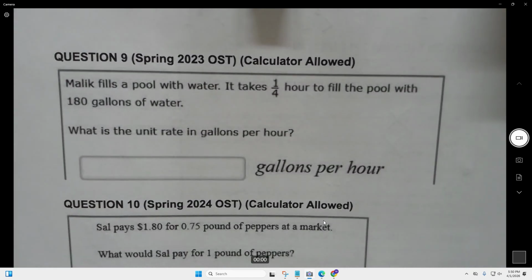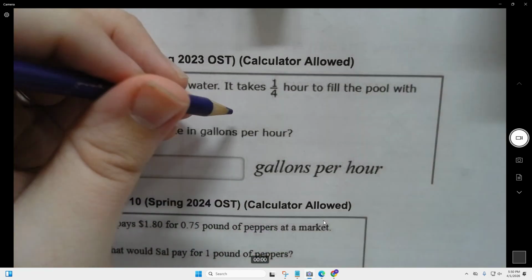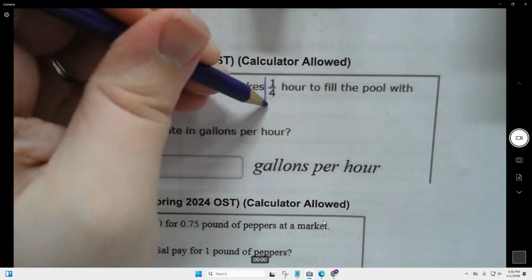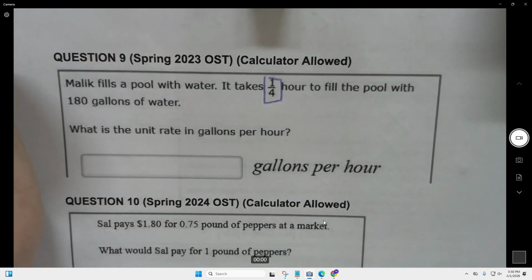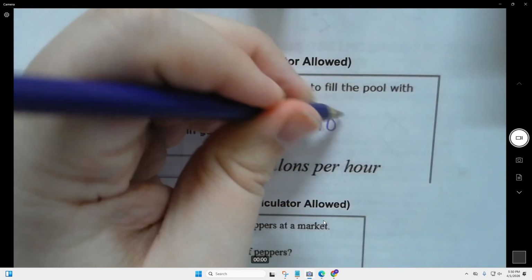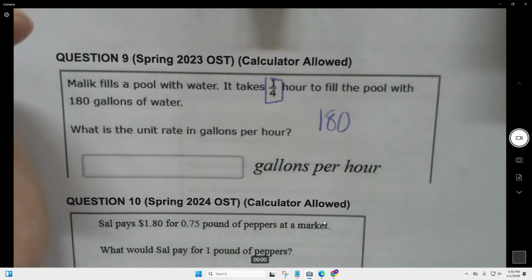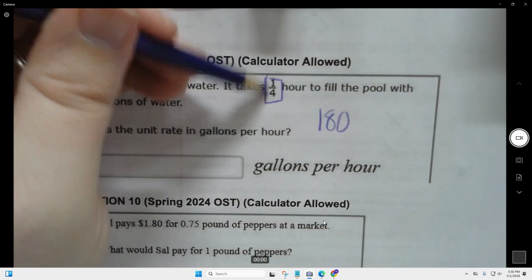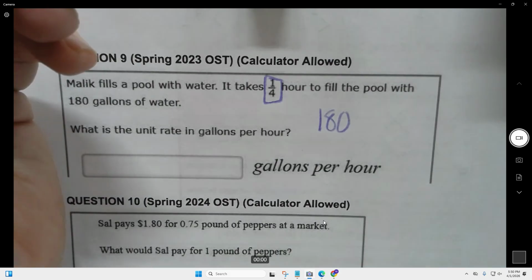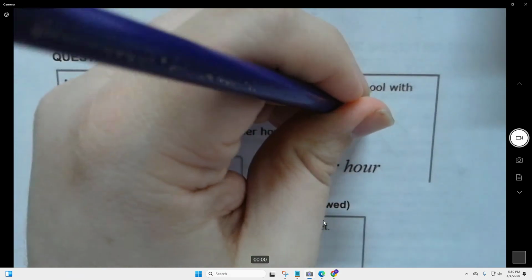Calculator allowed for question 9. Malik fills a pool with water. It takes 1/4 of an hour to fill the pool with 180 gallons of water. What is the unit rate in gallons per hour? So this is just like the previous problem. If it takes 1/4 of an hour to fill it with 180 gallons, then to figure out how much it fills in 1 hour, you have to have 4/4 of the hour. So you're going to multiply by 4.